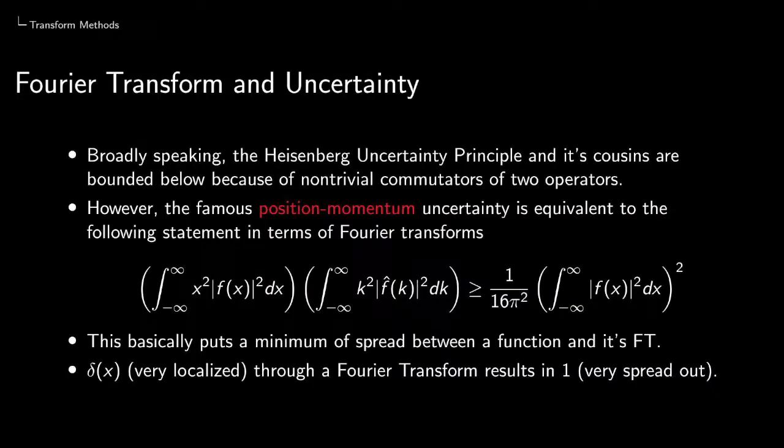What it basically says is that if you compute the Fourier transform of the delta function, the density of that Fourier transform is going to be very, very spread out. Now, the minimal value of this uncertainty principle is basically going to be some sort of Gaussian. It's a nice bell curve.